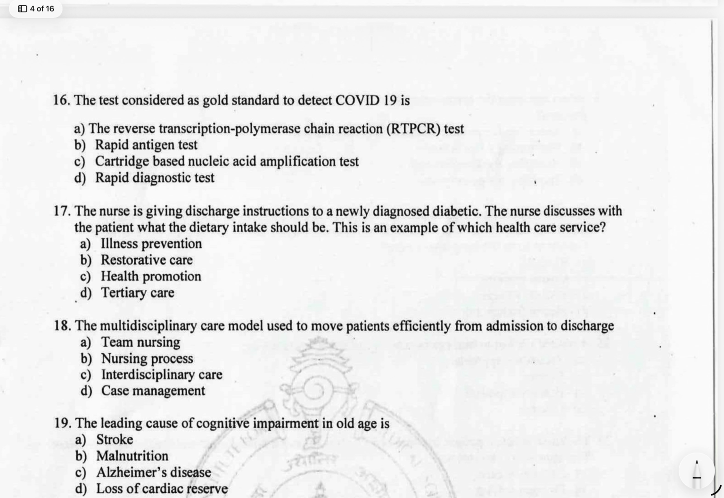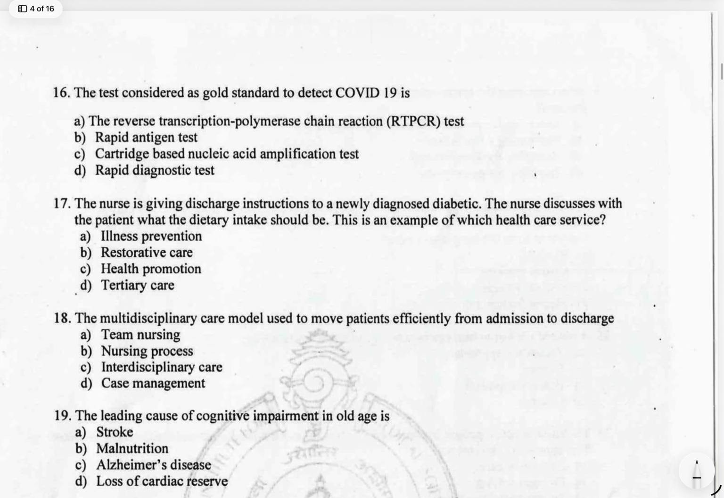Next question is, test considered as gold standard while detecting COVID-19. Very easy, and the whole world knows about the test, that is RT-PCR. What is the full form of RT-PCR? Reverse transcription polymerase chain reaction. RT-PCR test is the gold standard test for detection of COVID.